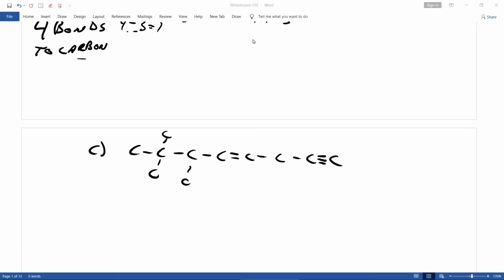Remember, count the lines, and carbon always has 4 bonds. Always.